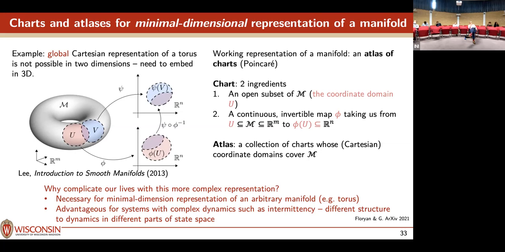So take a two-torus. Locally, you can flatten pieces out into R^2, but globally, you have to stitch smaller pieces together to represent the full manifold. Each of these little pieces is a chart, and the whole collection of them is an atlas. If you want a minimal dimensional representation, you need to use this formalism. We also think this formalism is advantageous for systems with complex dynamics, where you have different things going on in different parts of state space.